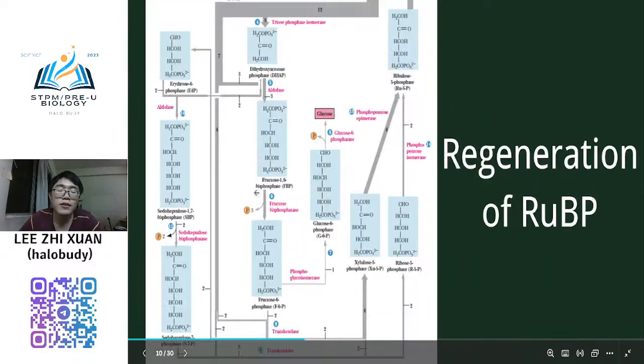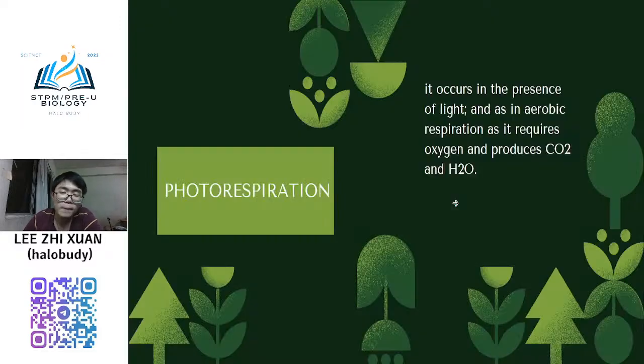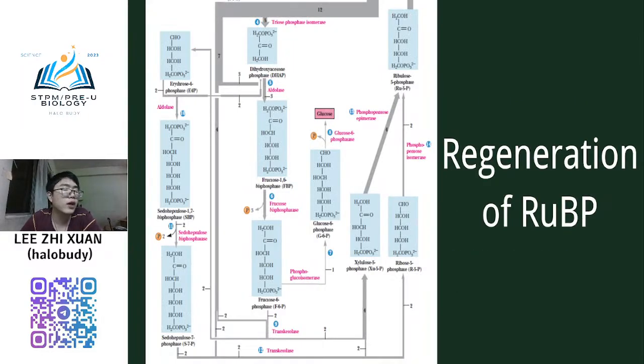Okay. So these are the very important ones. In the Calvin cycle, in one cycle, a total of 9 ATP and 6 NADPH are used in this process. This is only one cycle. So if you want to produce one glucose molecule, you need to double it. So a total of 18 ATP and 12 NADPH will be used to produce one glucose molecule. But if you only use one cycle, it is 9 ATP and 6 NADPH. Okay, so that's all for the Calvin cycle.